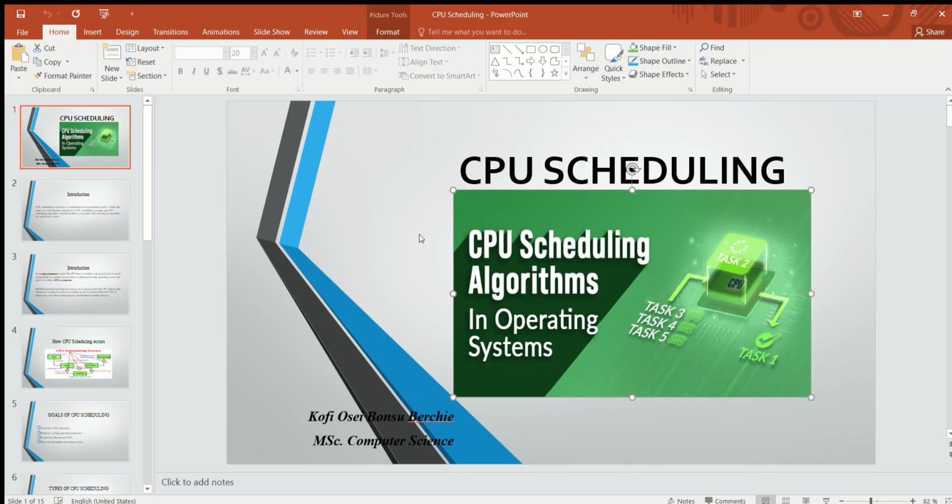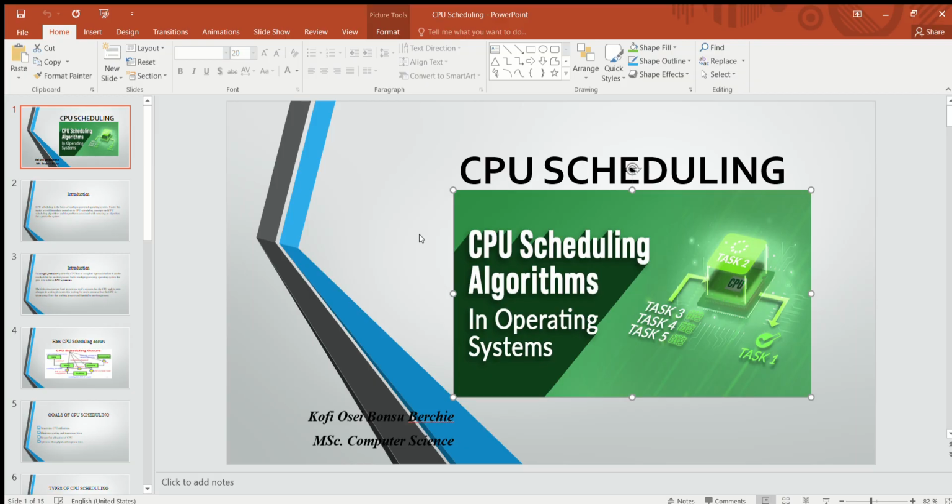Good morning, students. Today's topic for discussion on operating systems is CPU scheduling. We've learned about what the CPU is, and we spoke in our last lecture about the importance of scheduling. Now we'll look at CPU scheduling, some of the criteria, and the algorithms that are applied to CPU scheduling.